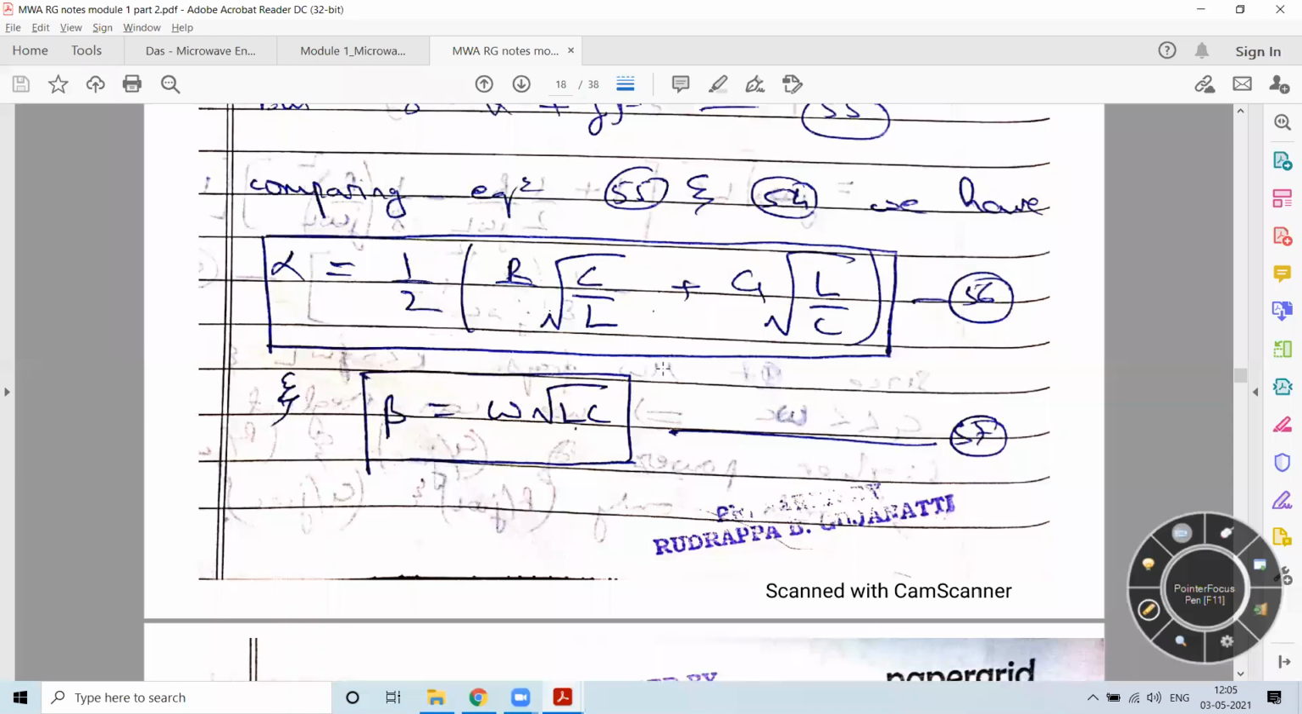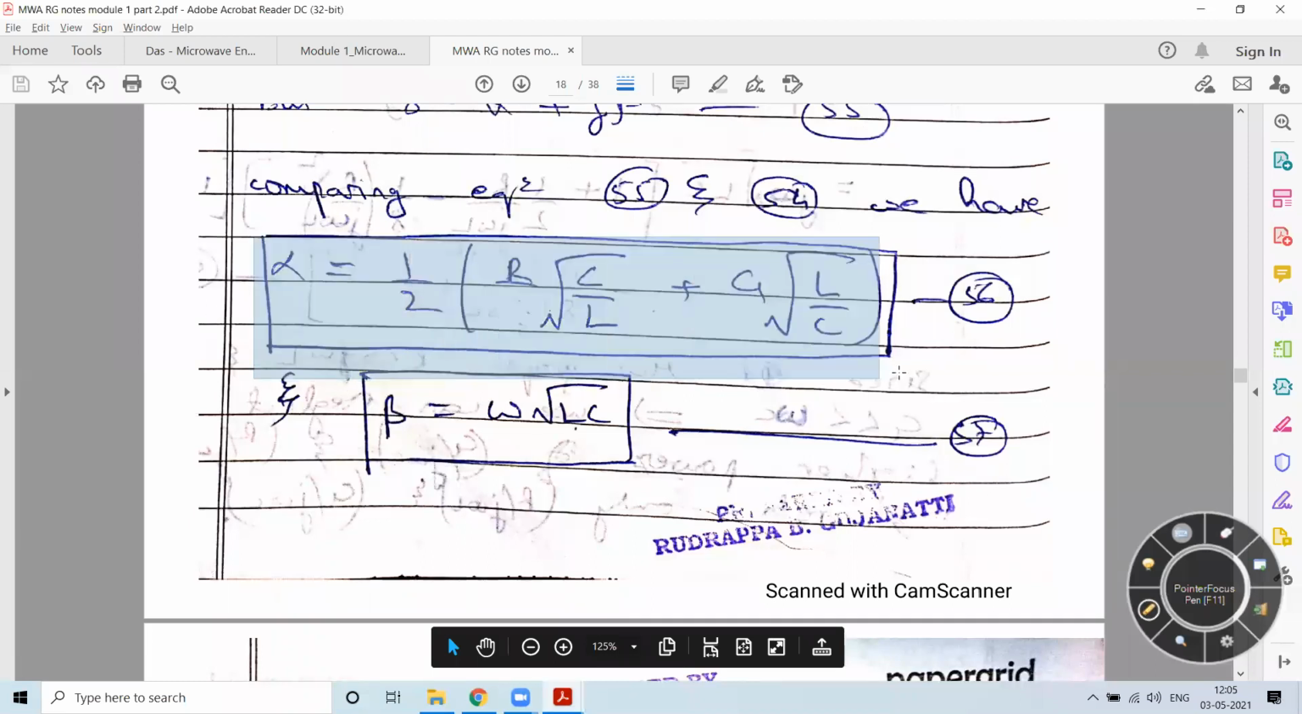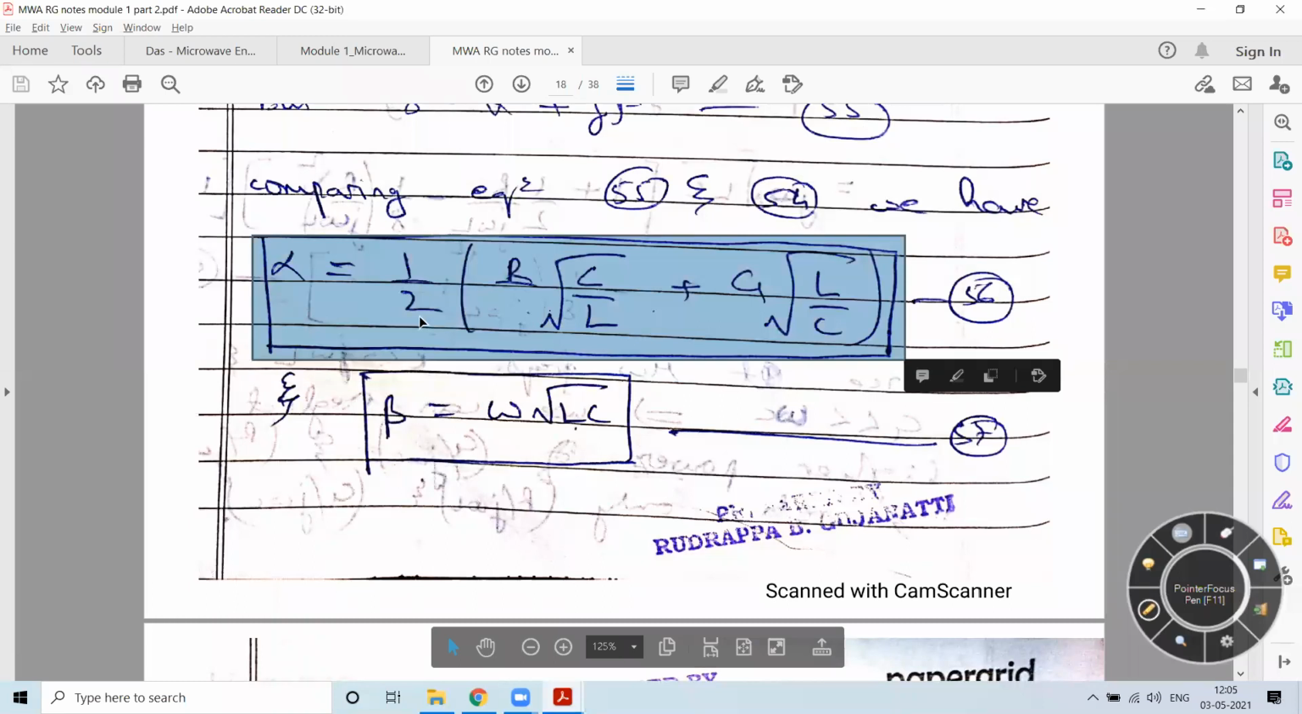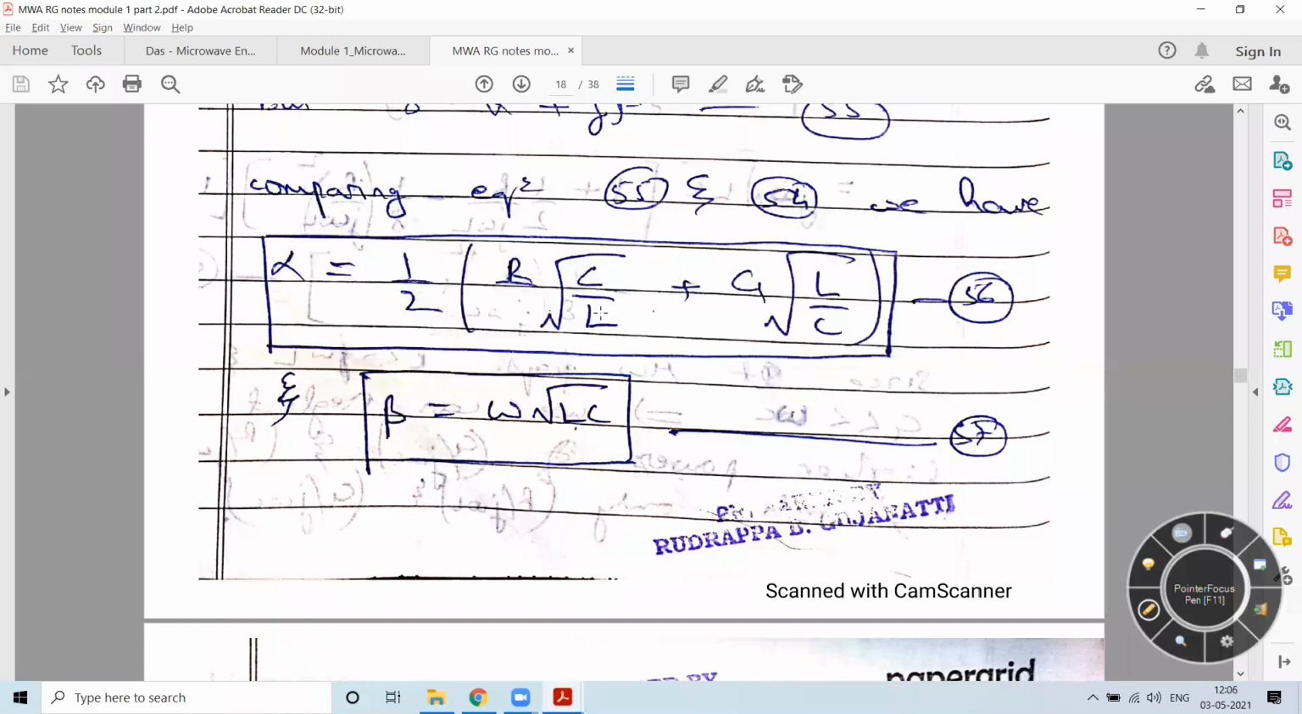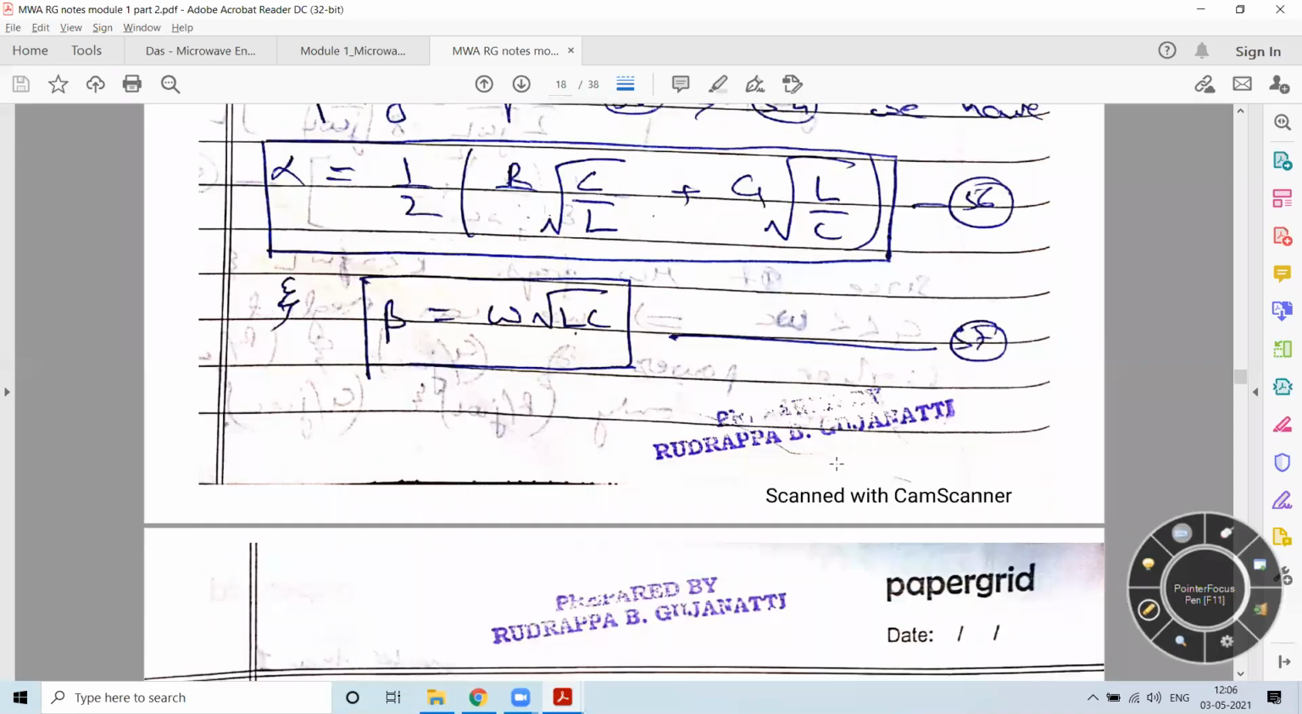So we have obtained the alpha and beta in terms of RLGC components. These will be useful in coming problems, because using this we'll be estimating what alpha is and what beta is. If we know RLGC, we'll be able to estimate alpha, beta, gamma, Z naught, and the phase velocity. So those are the things we have for alpha and beta.